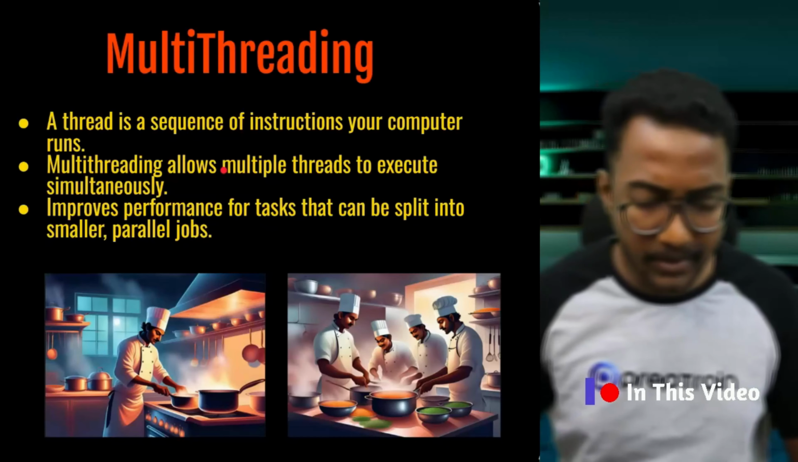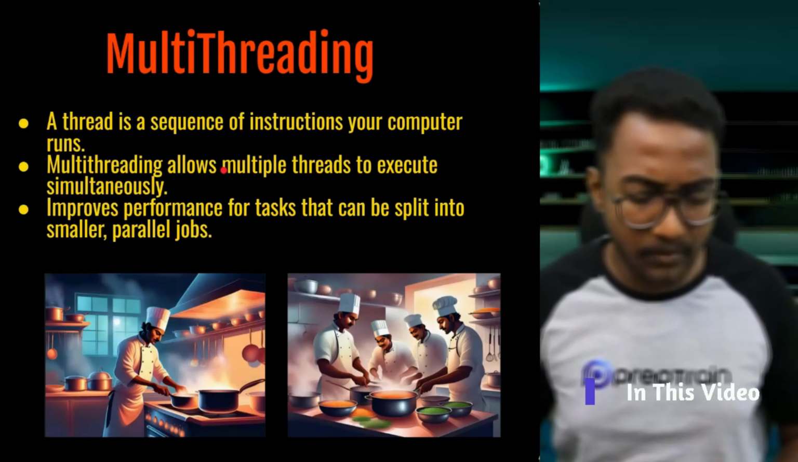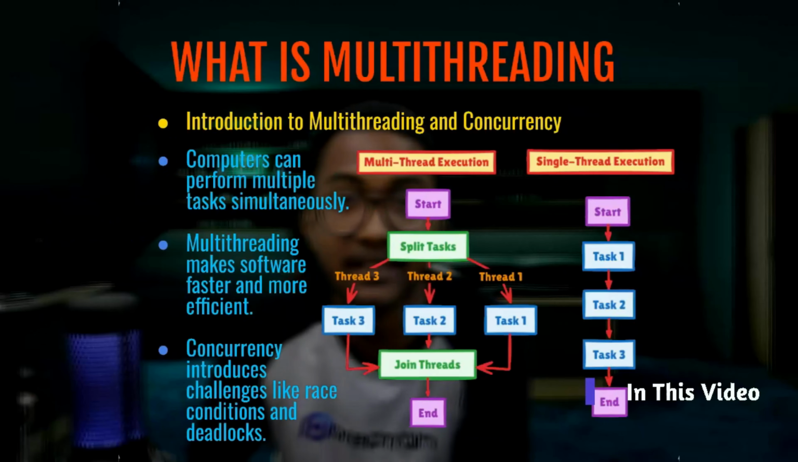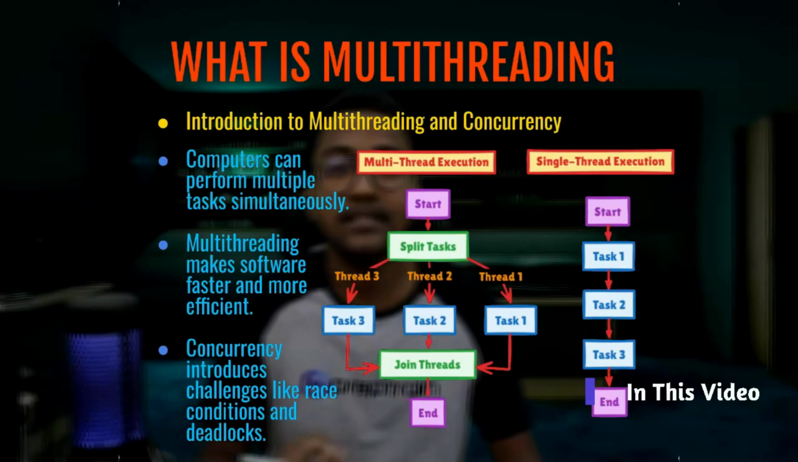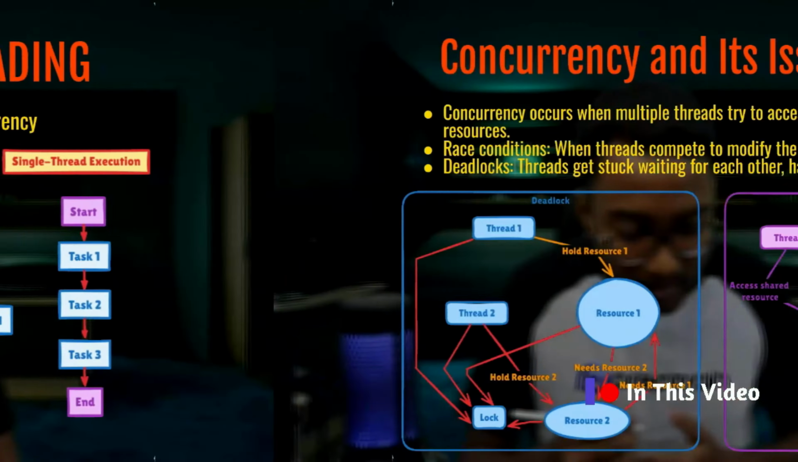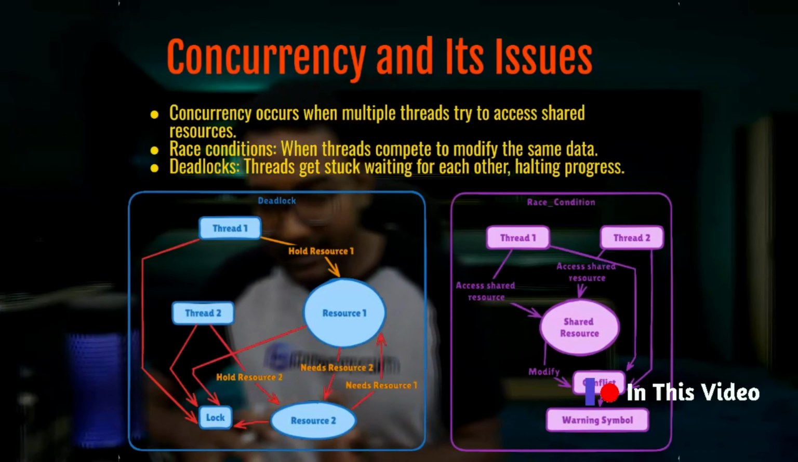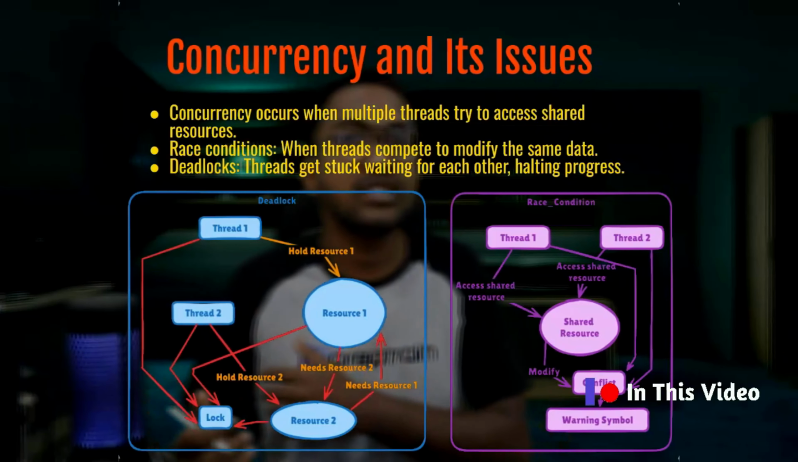Alright, let's start with a basic idea. Imagine you are sitting at your computer waiting for something to load. Break it down and define exactly what it is. At its core, a thread is just a sequence of instructions that your computer follows to complete a task. Concurrency occurs when multiple threads are running at the same time and they try to access shared resources. This is when things can get tricky.